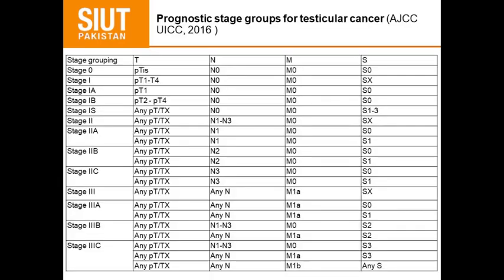Now, in stage 1, there is no elevation of tumor marker, that is S0 level. In stage 2, it is either not elevated or mildly elevated, that is S0 or S1 level. And in stage 3, S2 or S3 level may be present, or even S0 or S1 if there is distant metastasis.